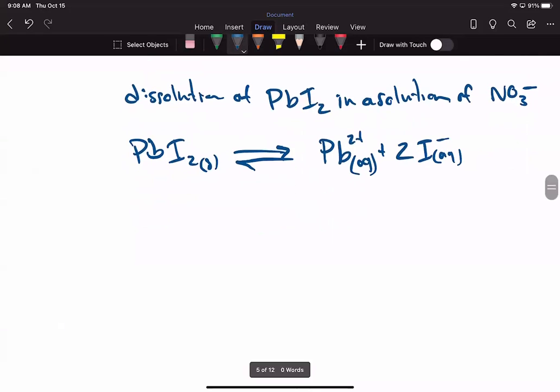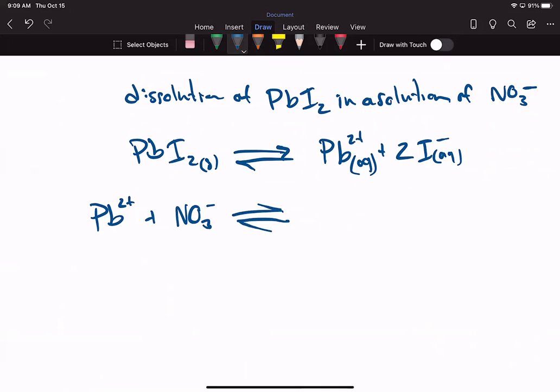But now what's going to happen if I put this in a solution of nitrate? Well, this lead plus this nitrate is going to make lead nitrate, aqueous.